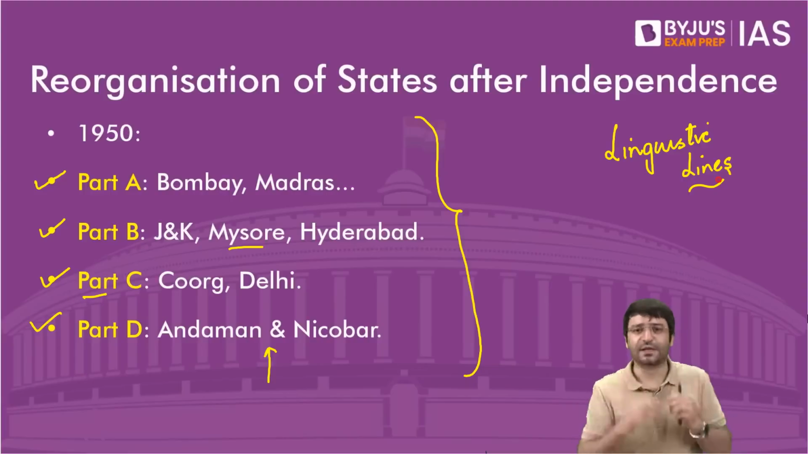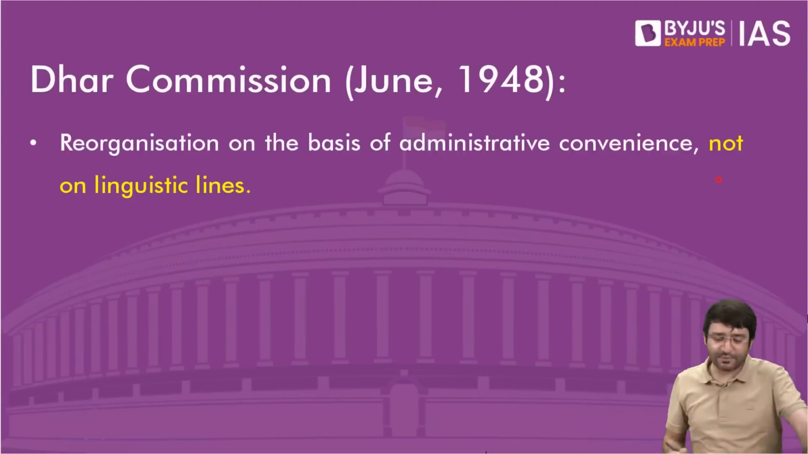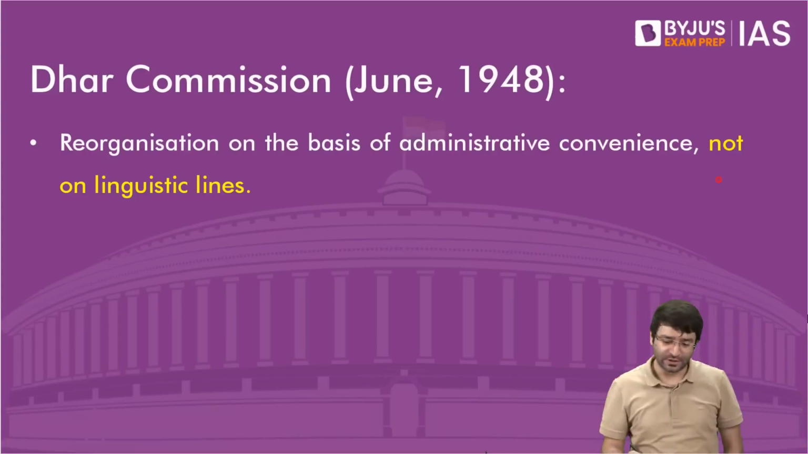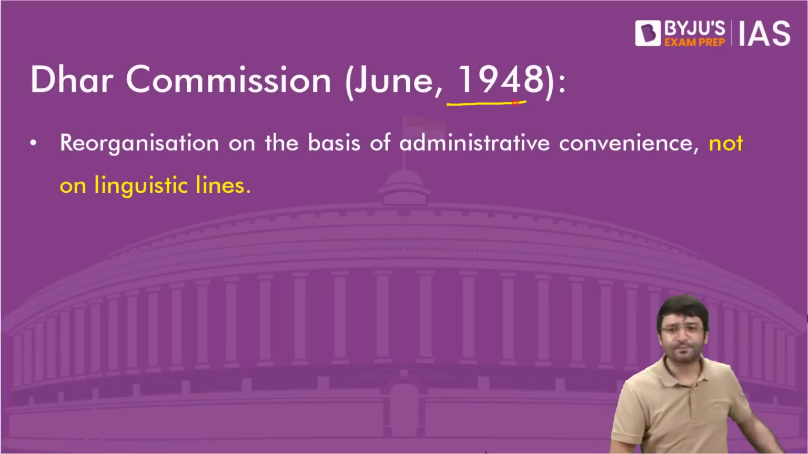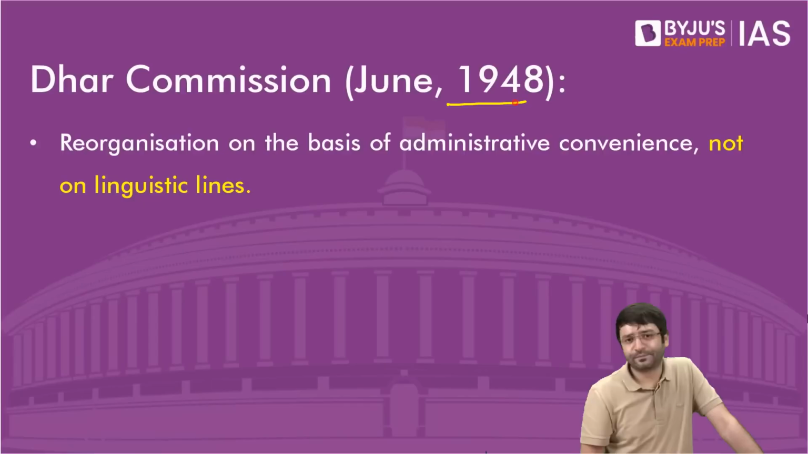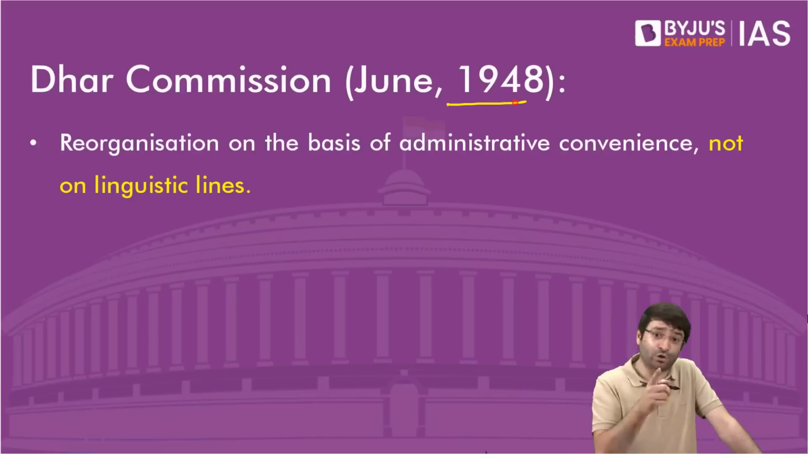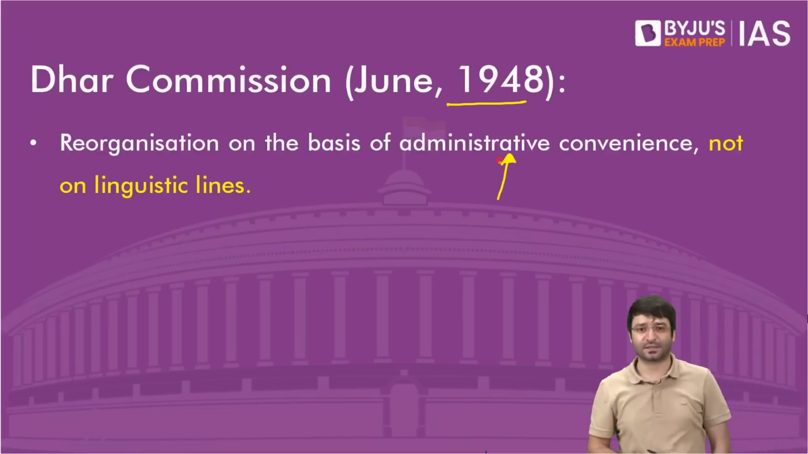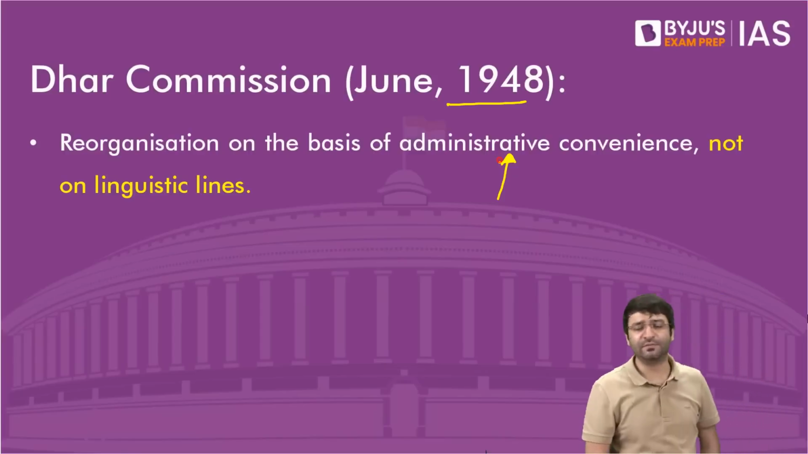One language, one state. For that, initially a commission was set up, headed by S.K. Dhar, known as the Dhar Commission, in June 1948. This Dhar Commission was asked by the government, can you please tell us how should we reorganize the country? And the Dhar Commission said, language should not be the basis of reorganization. Reorganization should be done on the basis of administrative convenience. And what is that administrative convenience?